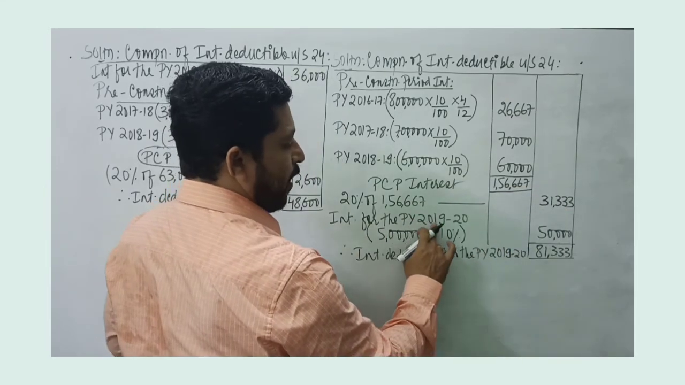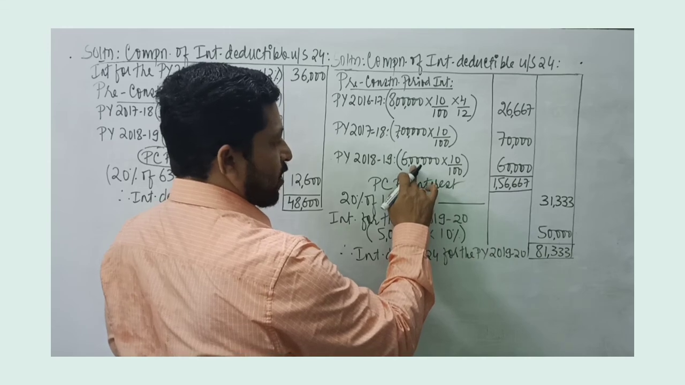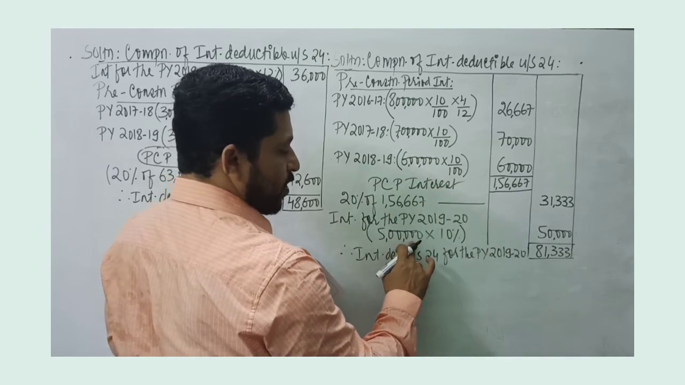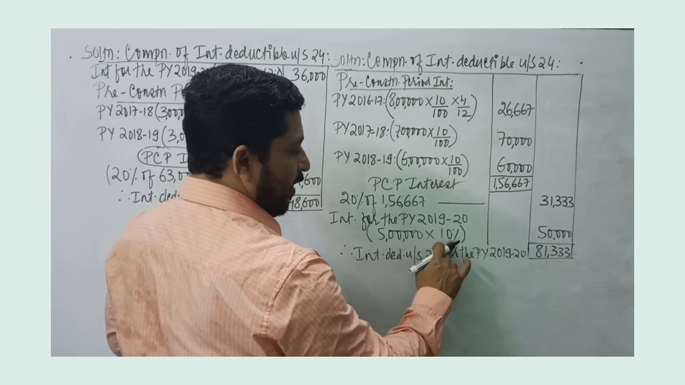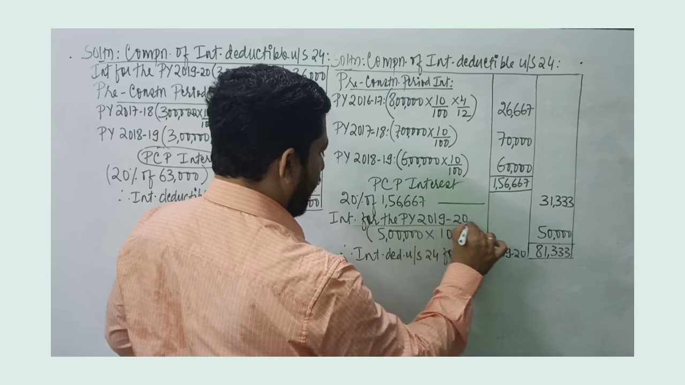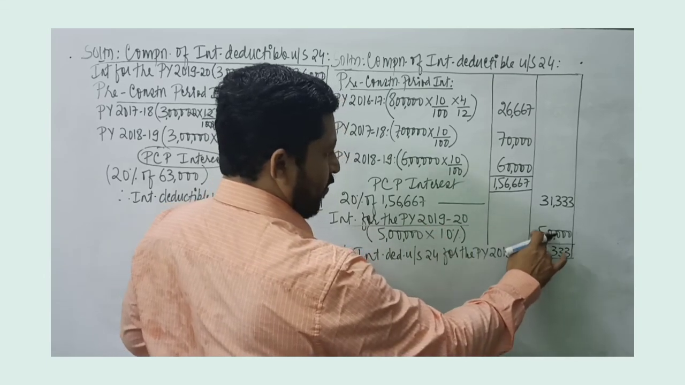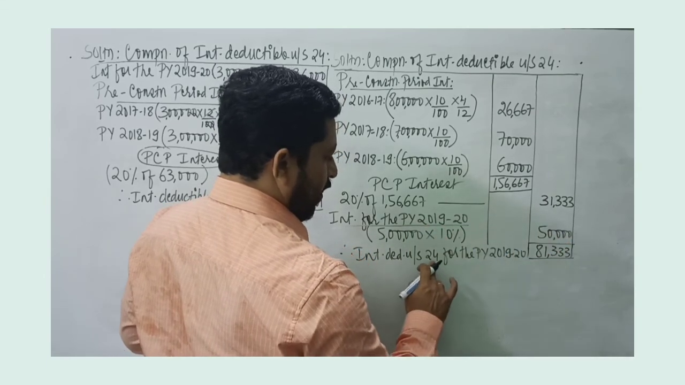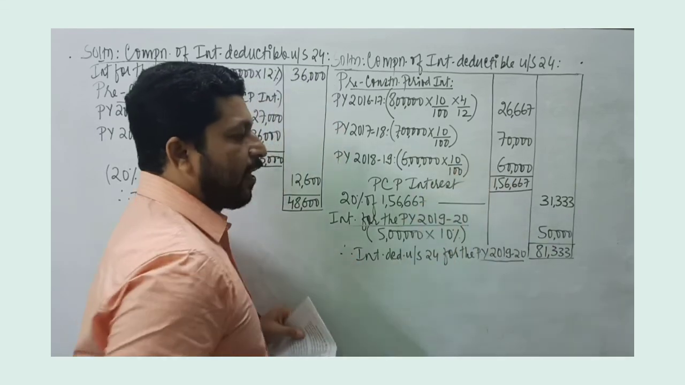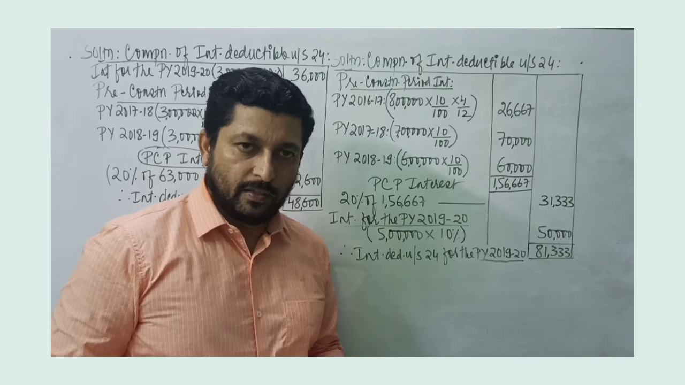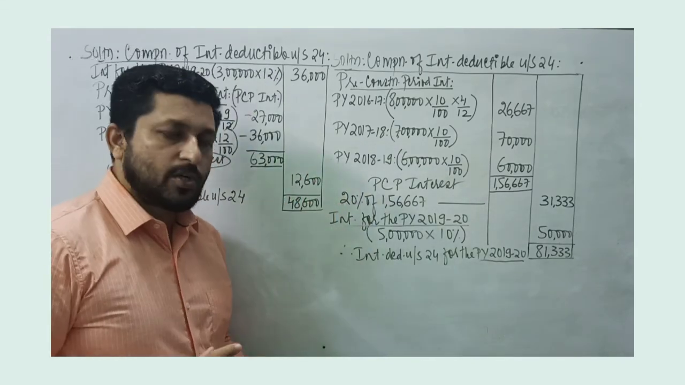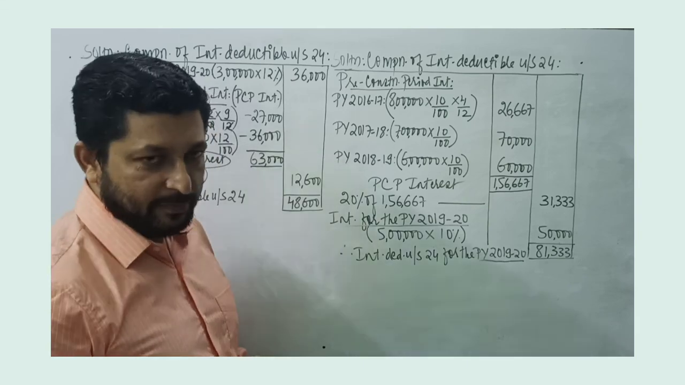Then we have interest for the previous year 19-20. So last year it was 6 lakh rupees. Again 1 lakh repayment is done. So amount outstanding is only 5 lakh rupees. 10% is the rate of interest for the year 19-20. So we take that. So 50,000 is the value. So total interest deductible under section 24 during the previous year 19-20 is 81,333. I hope both these problems on pre-construction period interest are clear.